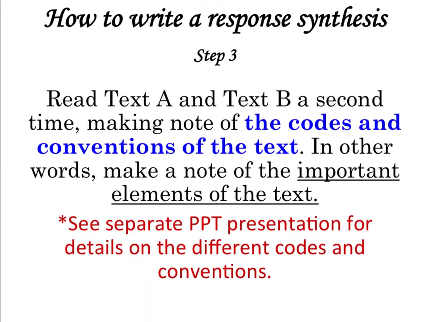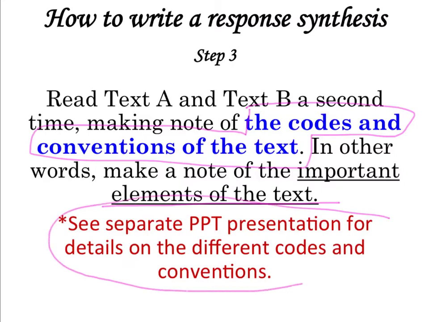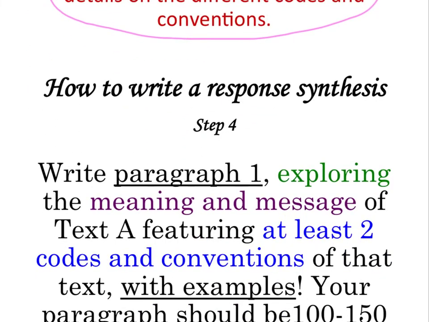Number 3 is to read text A and B a second time, making note of the codes and conventions of the text. Now, don't let these words, codes and conventions, stress you out, because they're actually quite simple. They're essentially literary elements, so important elements from a text. And you guys are lucky enough to have a separate PowerPoint and separate lovely video with my voice to explain exactly what those are. So for now, don't worry about it, and you'll watch another video that explains those. So now let's start to write.